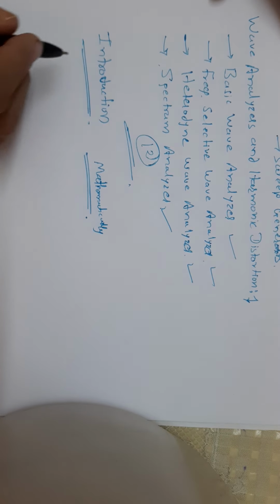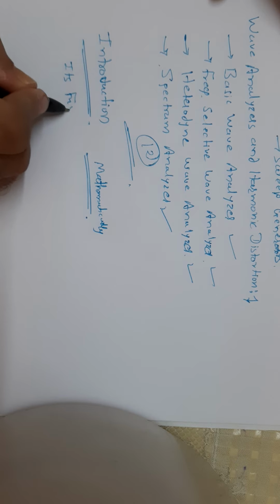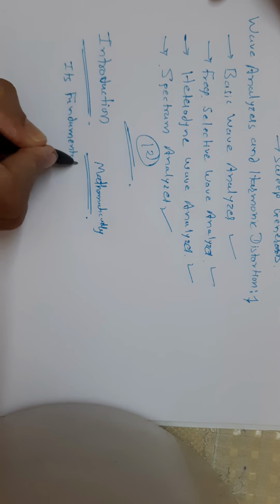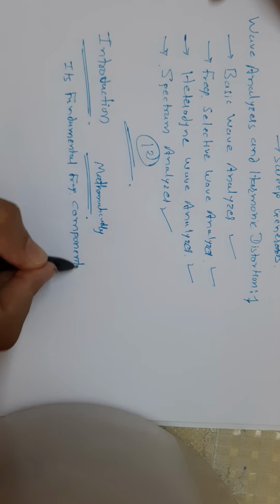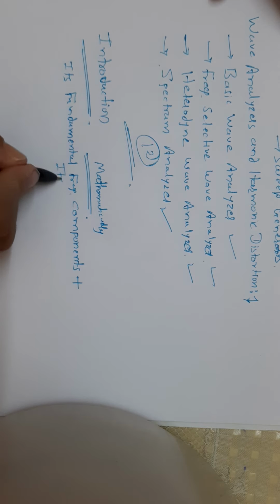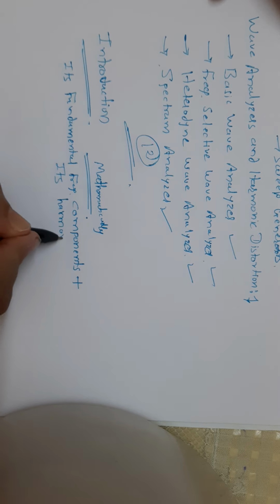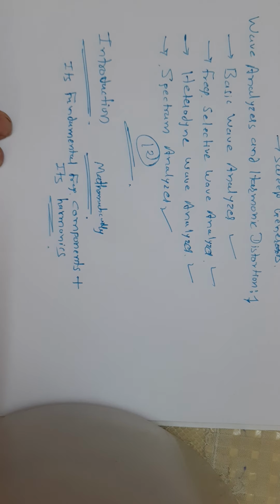So first one is its fundamental frequency component plus its harmonics. So I repeat, any complex waveform is made up of a fundamental frequency component and its harmonics. It is often desired to measure the amplitude of each harmonic or fundamental individually.